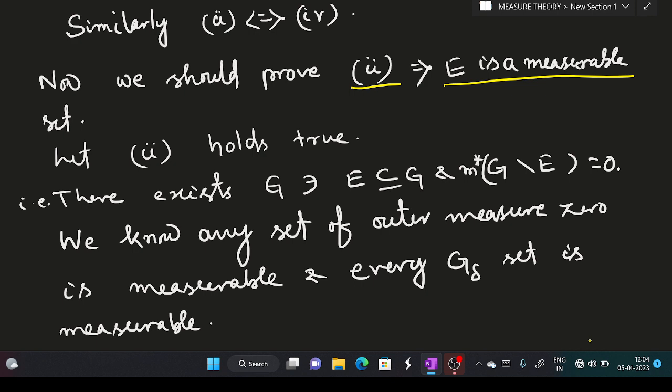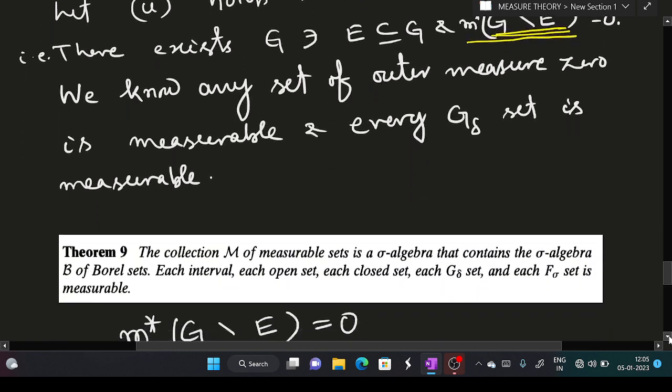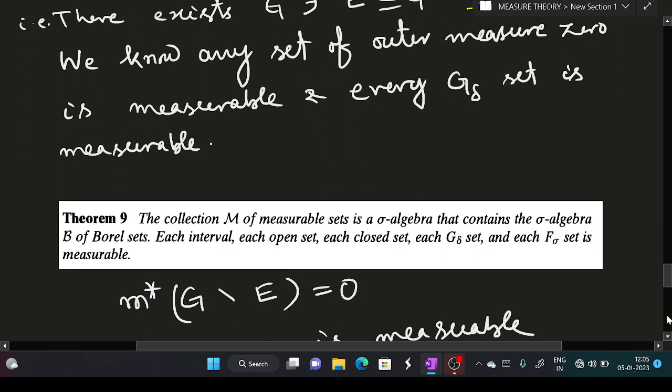We know that this G is nothing but a G delta set. We know any set of outer measure 0 is measurable. What about this set? This set is of outer measure 0, so this set is measurable. And every G delta set, which G is, is measurable. Hence, what we are getting is the result which is given in the book.